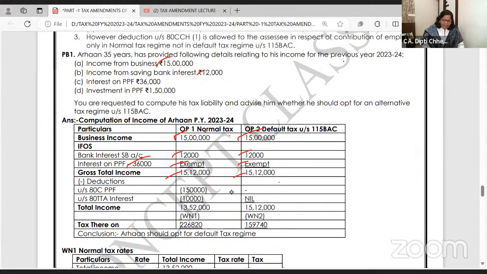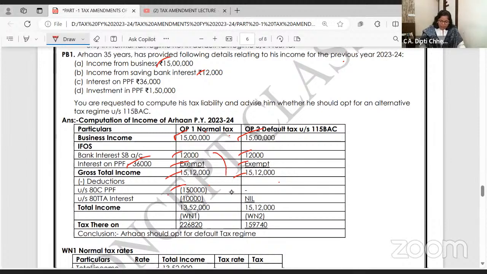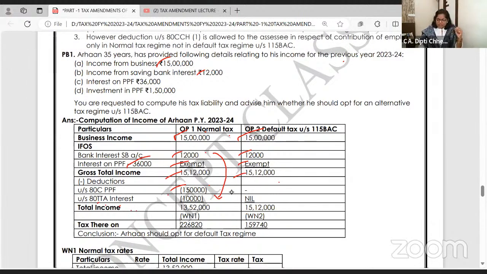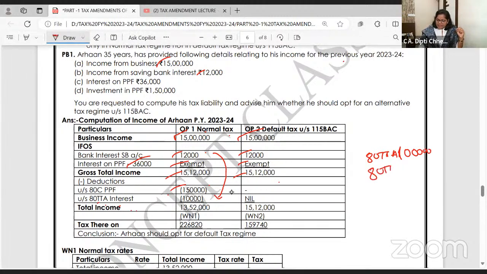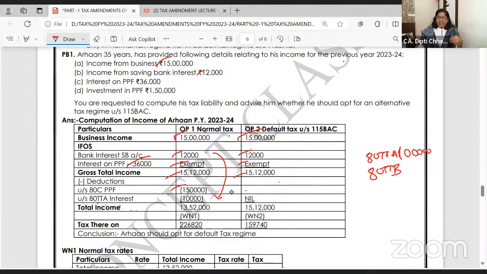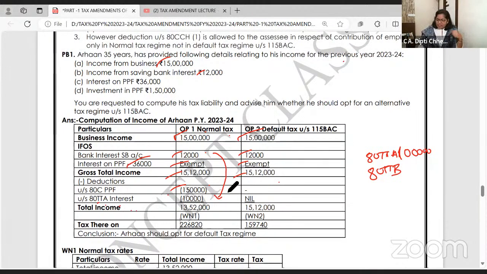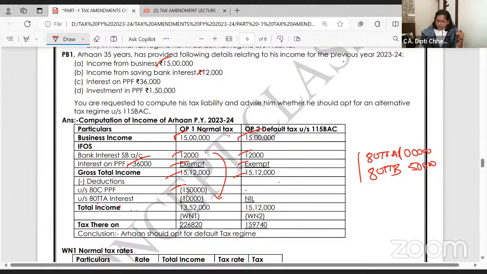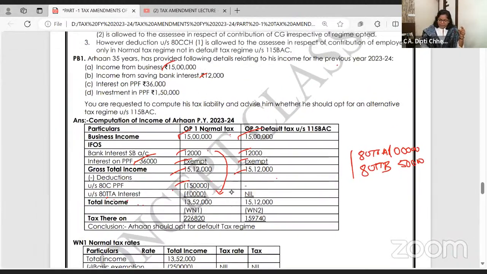Now, you have put 1,50,000 in PPF. So if you are paying tax under normal tax regime, you will claim 80C deduction, maximum up to 1,50,000 for PPF. And because you have earned savings account interest, under section 80TTA, savings account interest is exempt. 80TTA how much? Up to 10,000. And if you are a senior citizen, then in 80TTB, savings plus FD interest will be exempt, and that will be exempt up to 50,000. No one will tell you in the exam. This you have to remember, dear students.